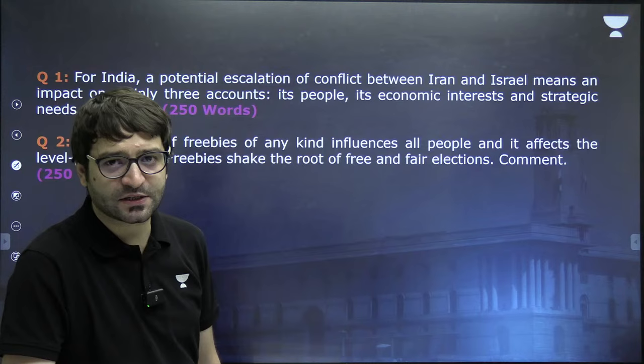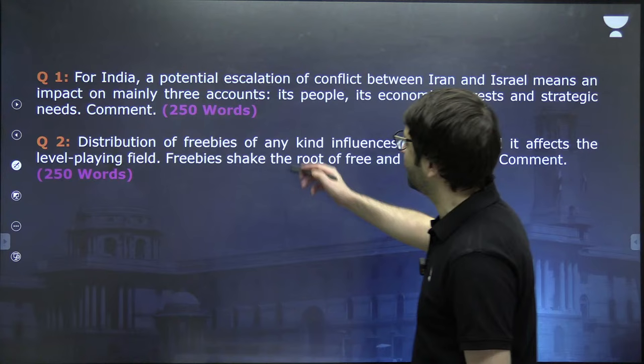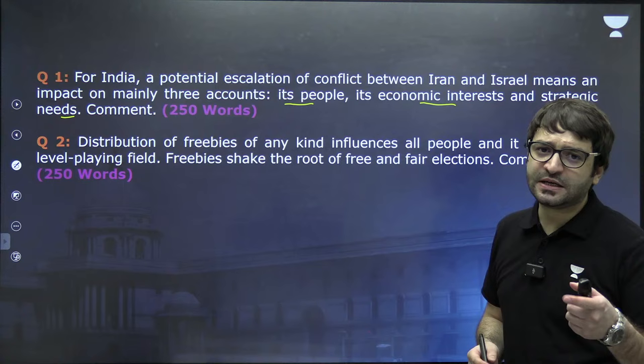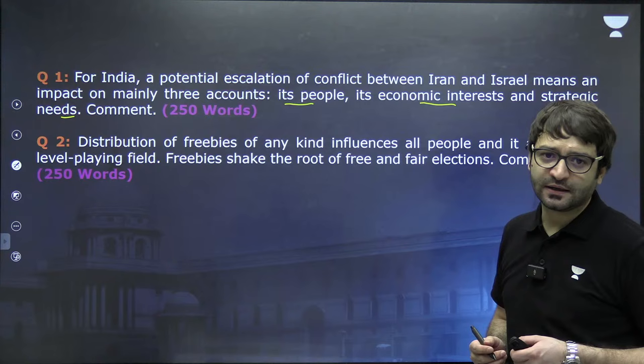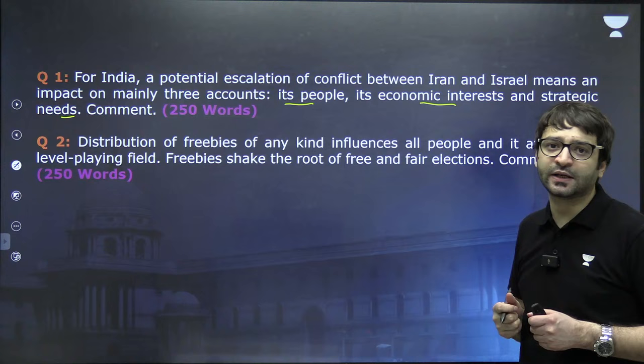Question number one: for India, a potential escalation of conflict between Iran and Israel means an impact on mainly three accounts: its people, its economic interests, and strategic needs. People, I told you there are close to 18,000 Indians in Israel. There are close to 5 to 10,000 Indians in Iran. There are lakhs of Indians, the Indian diaspora, in the Middle East. All of them will get affected if there is an escalation of conflict between Iran and Israel. That is the worrying thing for India.